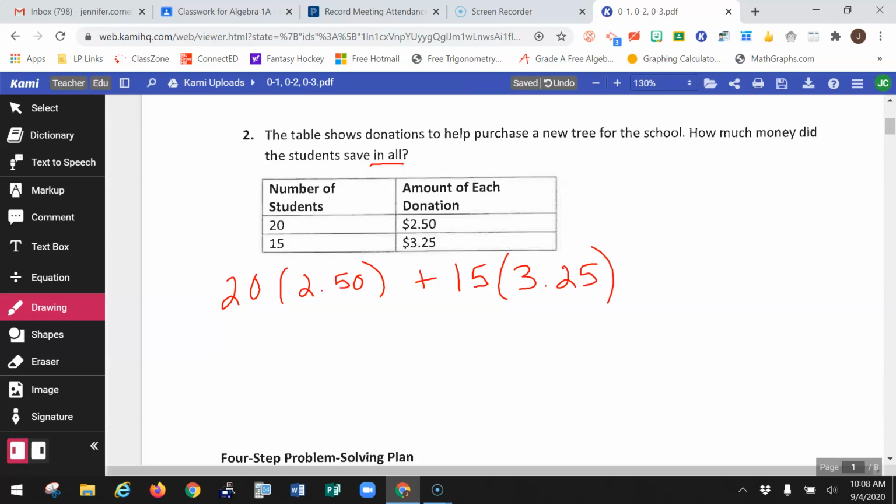Again, following your order of operations, if you do your 20 times your 2.50, that gives you $50. And then 15 times 3.25, that's $48.75. Adding those all together, we get a grand total of $98.75.